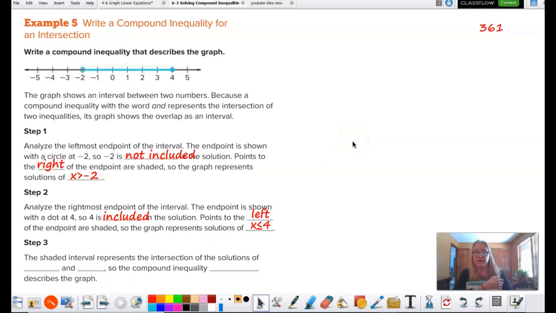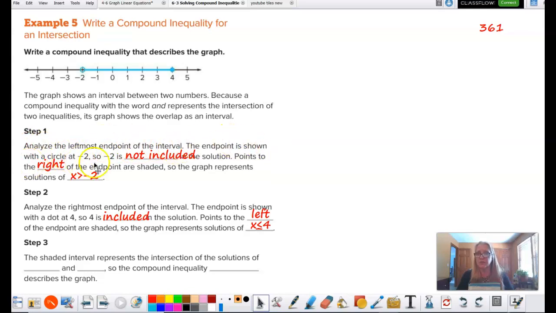Example 5, I pre-entered some of this. Write a compound inequality for an intersection. The graph shows an interval between two numbers. Because a compound inequality with the word "and" represents the intersection of two inequalities, its graph shows the overlap as an interval. So you'll know if you have dots on both ends and the middle part is colored in, that's an "and" inequality, okay? So step 1, analyze the leftmost endpoint of the interval.